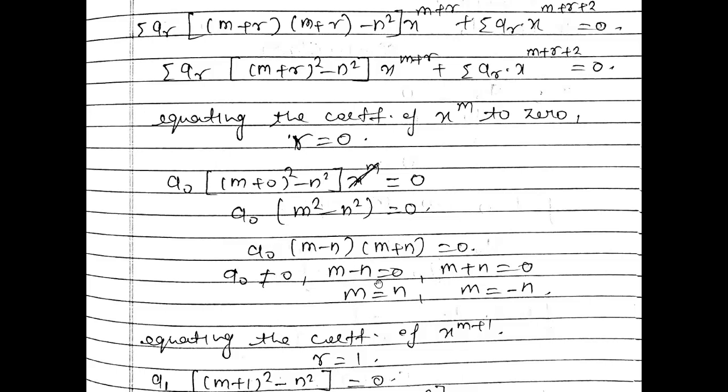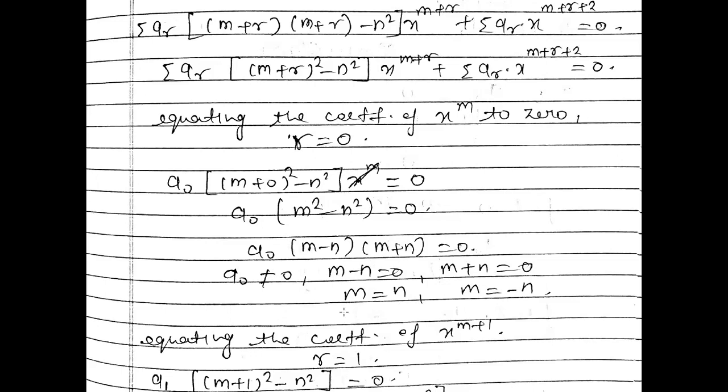So (m minus n) will be 0, (m plus n) will be 0. So m is equal to n, m is equal to minus n. We are getting two values of m. So next step, equating the coefficient of x to the power m plus 1, after x to the power m, we set the coefficient equal to 0, x to the power m plus 1.